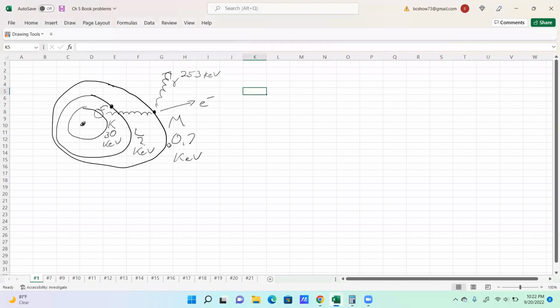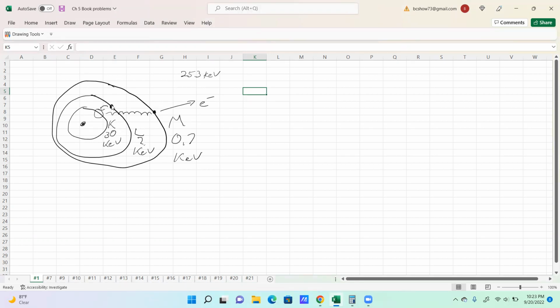Okay. So what we have is a situation here where we have an atom. We have the first major shell here, then we've got the second, which is the L, and then we have the M, which is the third shell. Now, the K, the L, the M, we know that the binding energy here is 30. We know that the binding energy here is 0.7 keV. We don't know what the binding energy is here, so that's what we've got to find out.